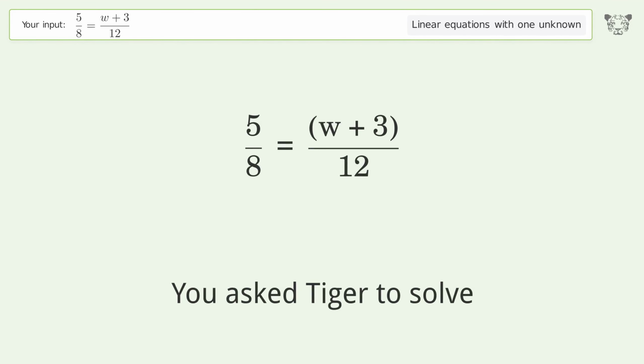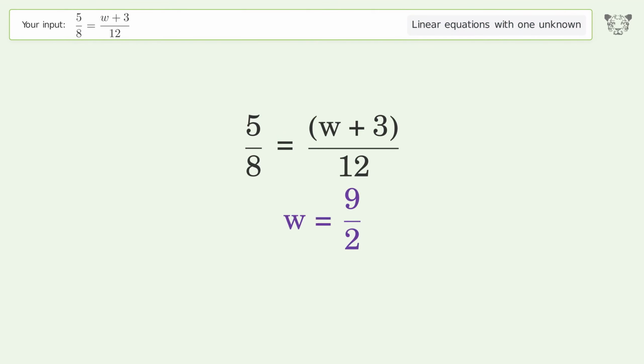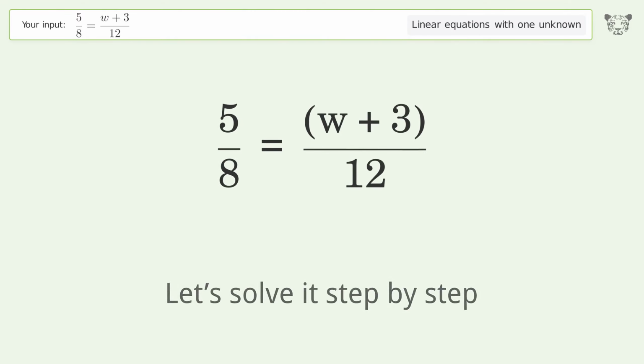You ask Tiger to solve this. This deals with linear equations with one unknown. The final result is w equals 9/2. Let's solve it step by step.